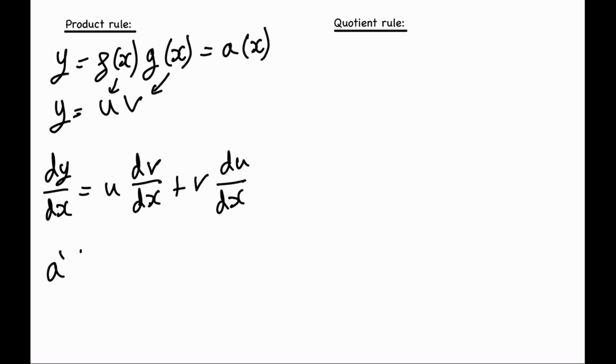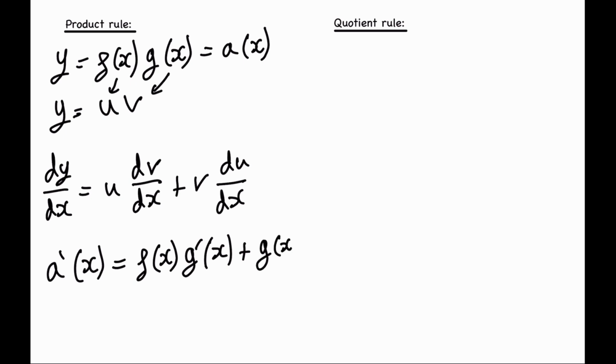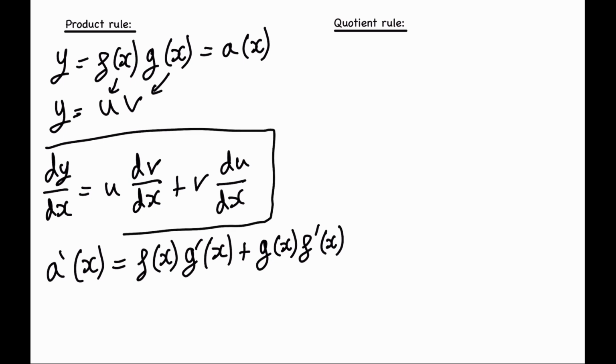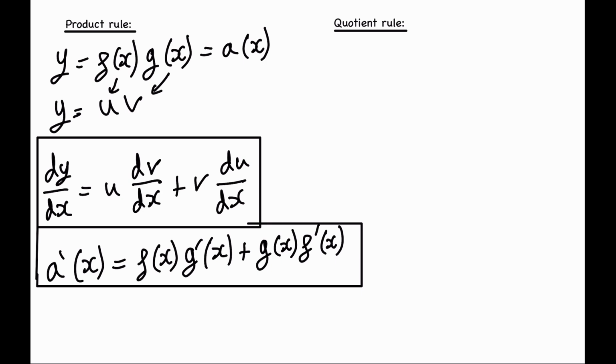This can also be written with the whole function, which we can call a of x. The differential of a is equal to f of x times the differentiation of g of x plus g of x times the differentiation of f of x. This is the product rule. It can be written like this or like this.